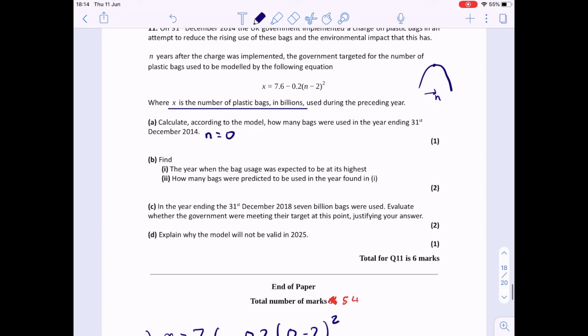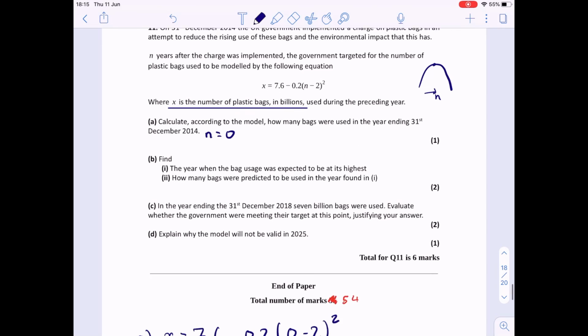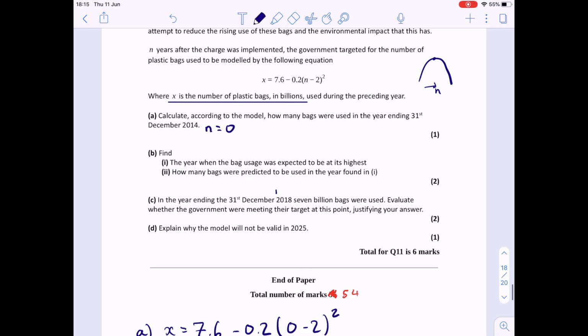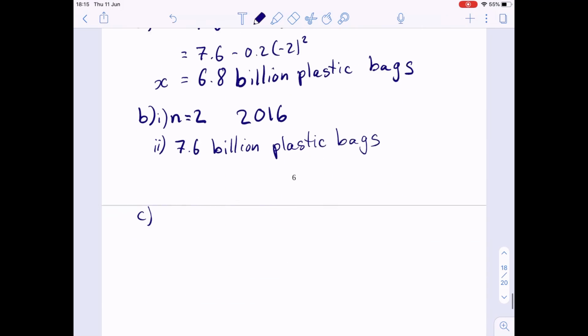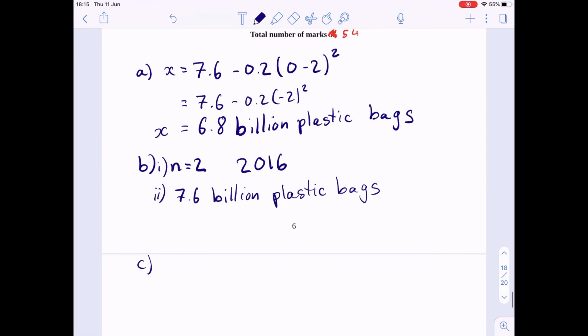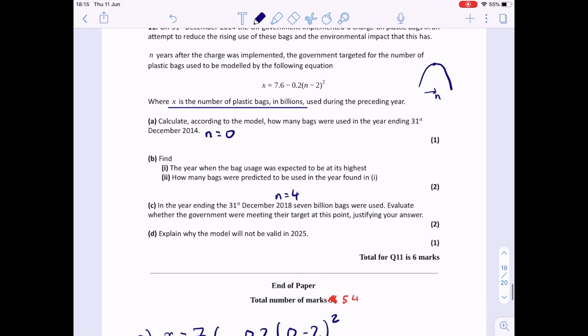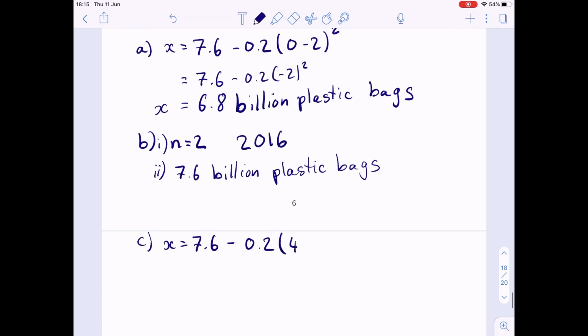Okay, C. In the year ending the 31st of December 2018, so that's going to be n equals 4, 7 billion bags were used. Evaluate whether the government were meeting their target at this point and justify your answer. So let's use our formula and sub in n equals 4. So 7.6 minus 0.2 times 4 minus 2 squared.